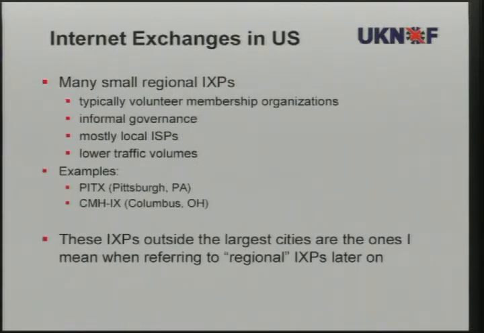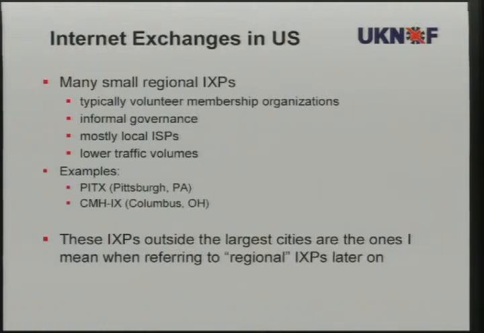But there's lots of little ones as well, which for the sake of this presentation, I'm going to call regional ones. Slightly different ball game there. Typically volunteer membership organizations, pretty informal governance. Mostly it's local ISPs rather than backbone tier 1 type people that have got together. Consequently lower traffic volumes. As I say, there's lots of them. The two that are physically closest to where we are today are in Pittsburgh and in Columbus. And these are the ones I'll talk about a bit more later on.